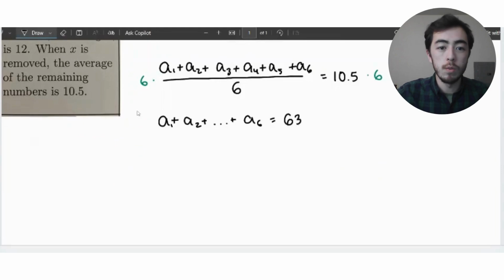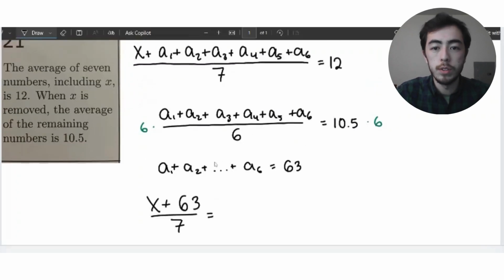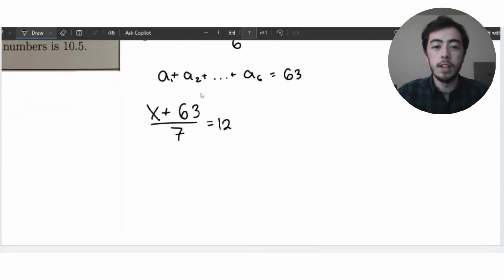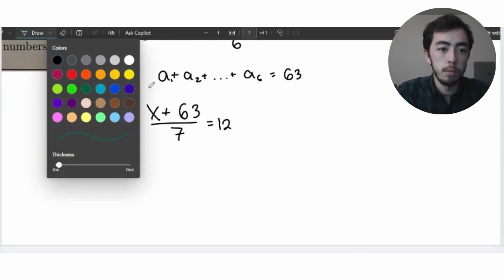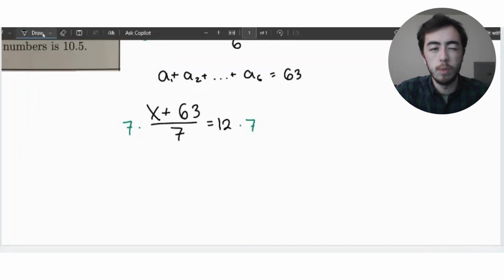What that lets me do is rewrite that first equation. x plus 63, divided by 7, is equal to 12. And I can just do that unraveling again. I'll multiply both sides by 7, and then I can figure out what this sum is going to be equal to. So multiplying both sides by 7, 12 times 7 is going to be the same as 70 plus 14, so 84. That means that x plus 63 is 84.